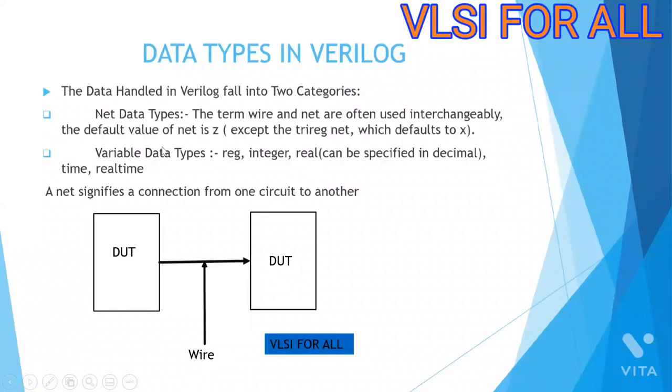And for variable data types for storage, we have registers and integer. For decimal values, we have real. You can use real or realtime for storing decimal values. A net signifies a connection from one circuit to another circuit, for example, from this gate to another gate. It's basically just a wire. It doesn't store anything. It just saves a connection between these two gates.